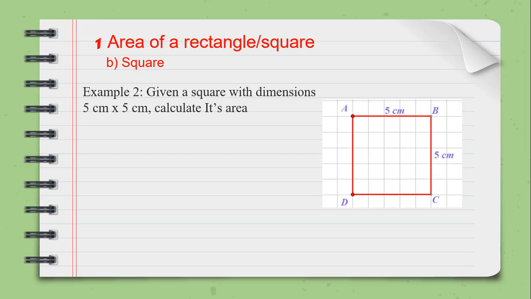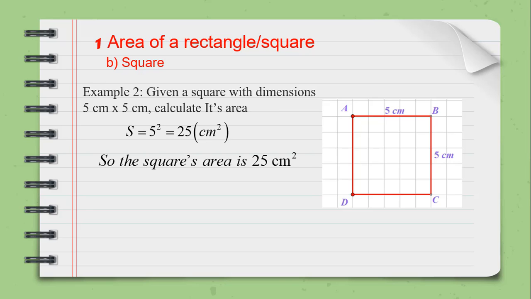Let's do a bit of practice here. Example 2. Given a square with dimensions 5 centimeters by 5 centimeters, calculate its area. Since we already have the side here, we simply follow the formula, which is S equals side to the power of 2, which is 5 to the power of 2, equal to 25. So the square's area is 25 square centimeters.